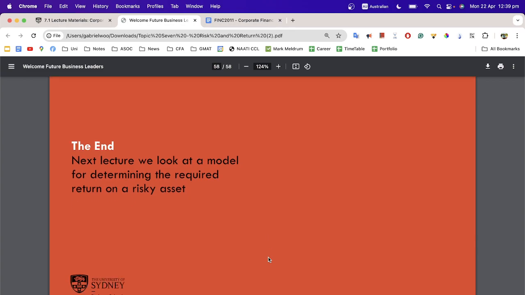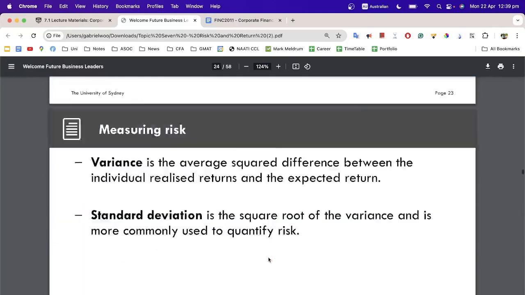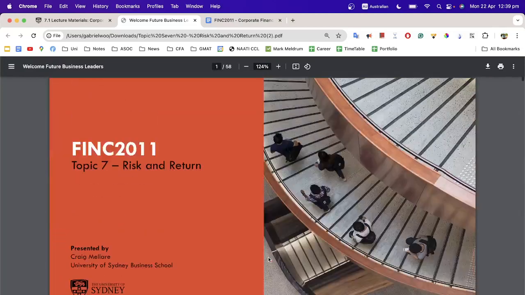All right, so that brings us to the end of week 7, talking about risk and return. A lot of math, a lot of BUSS1020 knowledge, but here in FINC2011 is just a lot of math. So yeah, that's it for week 7.